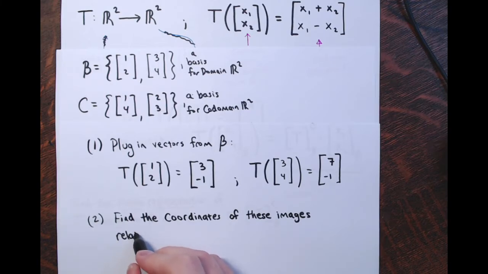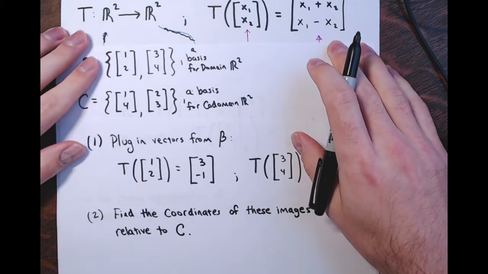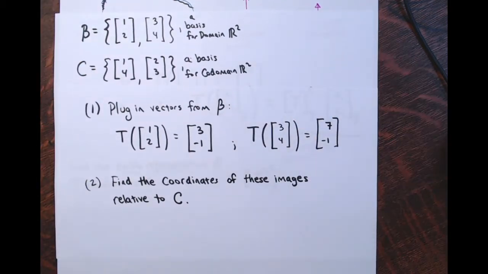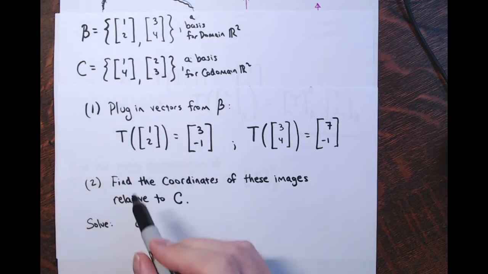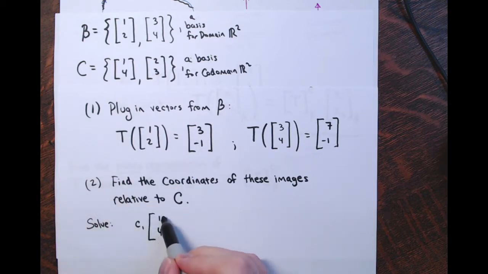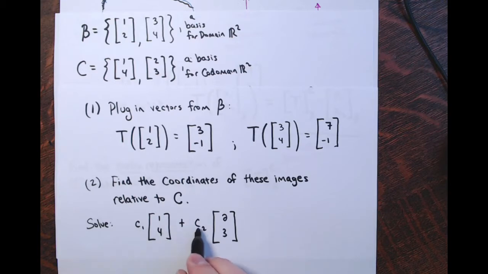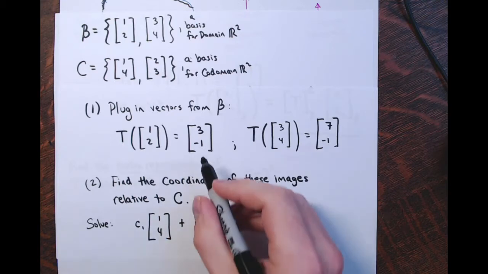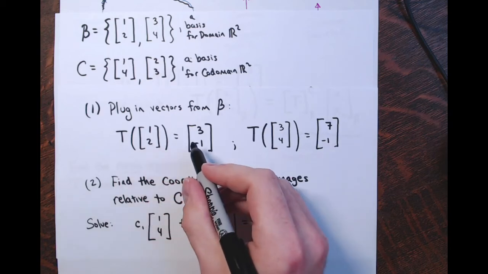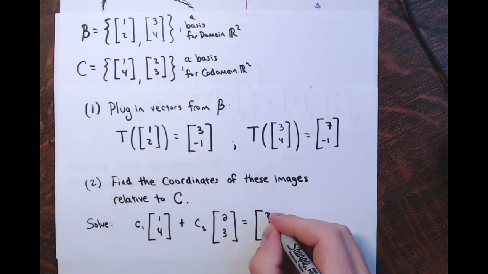Relative to C, right? Relative to that ordered basis for the codomain. So that means we want to solve the following. I want to find some constants C1 and C2 such that C1 times the first basis vector from C plus C2 times the second vector from C gives me this image, the output of the first basis vector from B. So I want this to be equal to 3, -1.